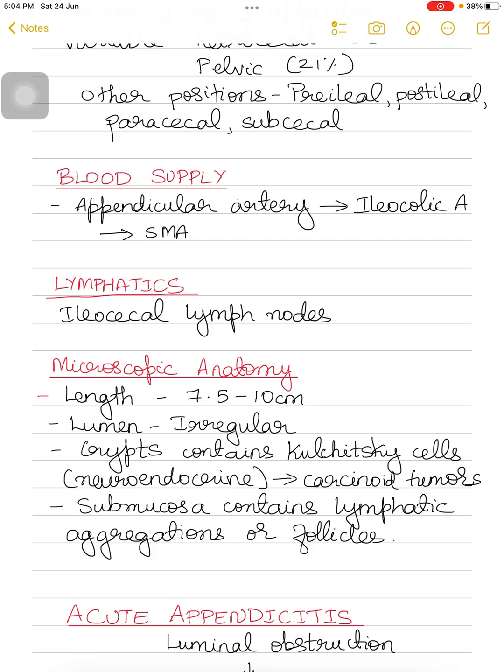Coming to microscopic and macroscopic anatomy, the length is around 7.5 to 10 centimeters. The lumen is irregular. The crypts contain Kulchitsky cells, that is the neuroendocrine cells, leading to carcinoid tumors, and the appendix is the most common site for carcinoid tumors. Submucosa contains lymphatic aggregations of follicles, and lymphoid hyperplasia is most important for the pathogenesis of acute appendicitis.